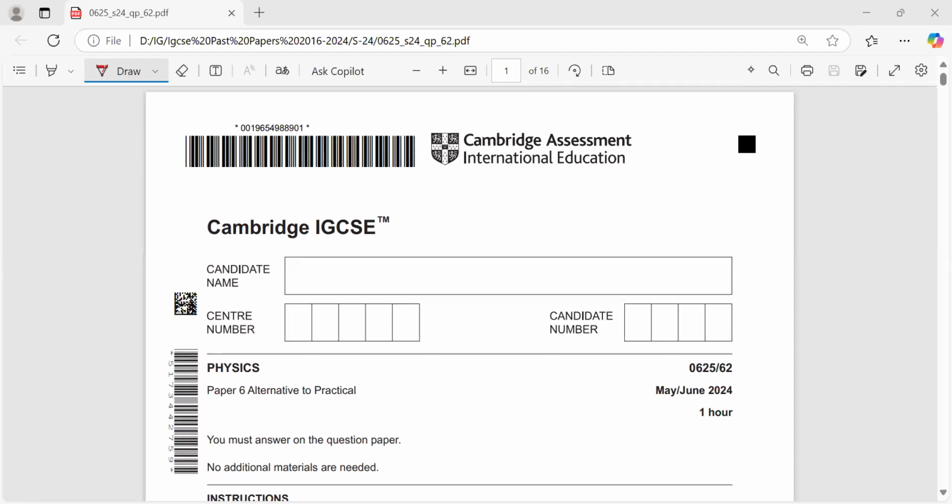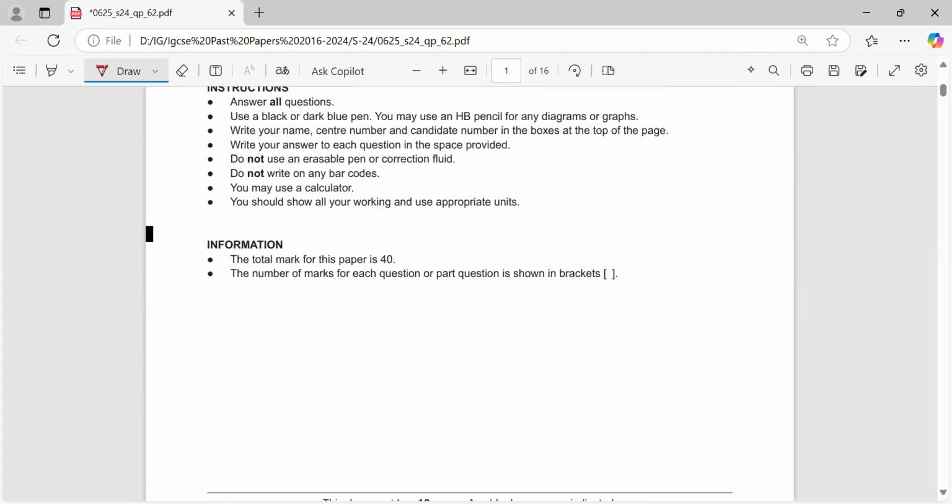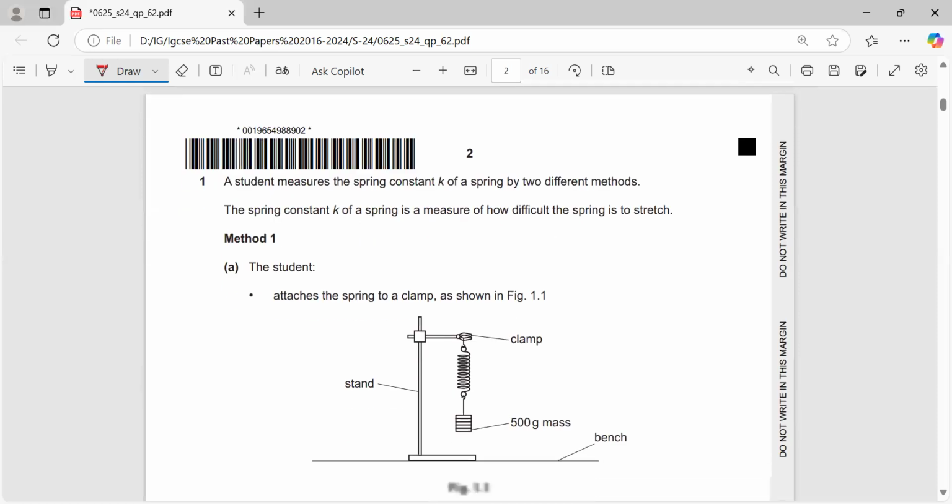We are solving now paper 6, paper 6 variant 2, May-June 2024. Time allowed is 1 hour, alternative to practical, and of course this is 20% of the curve, you can say, on the syllabus. Let's start. 40 marks, 1 hour is the time.